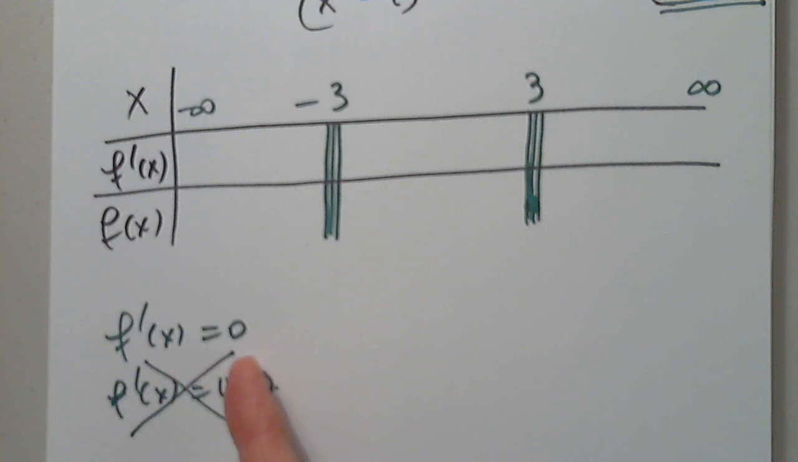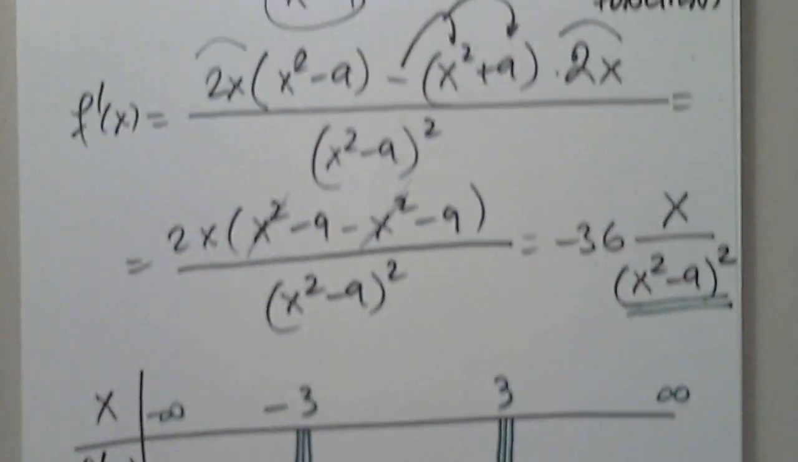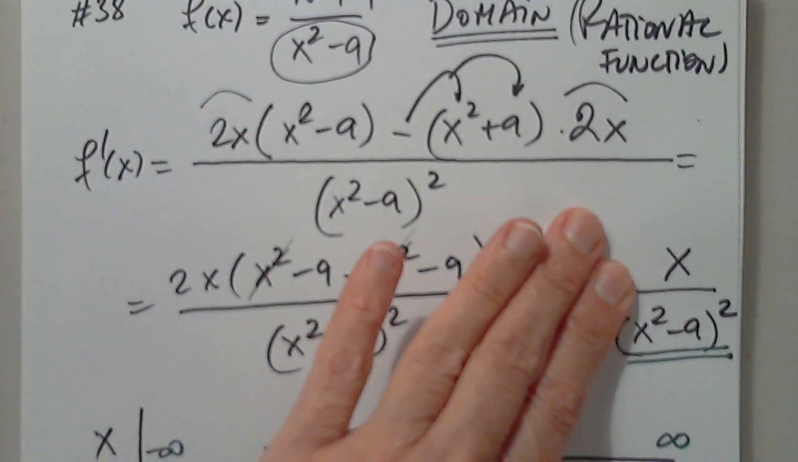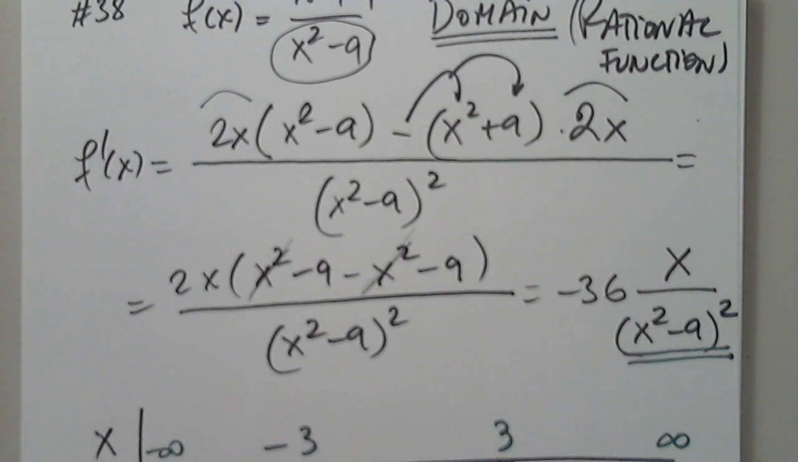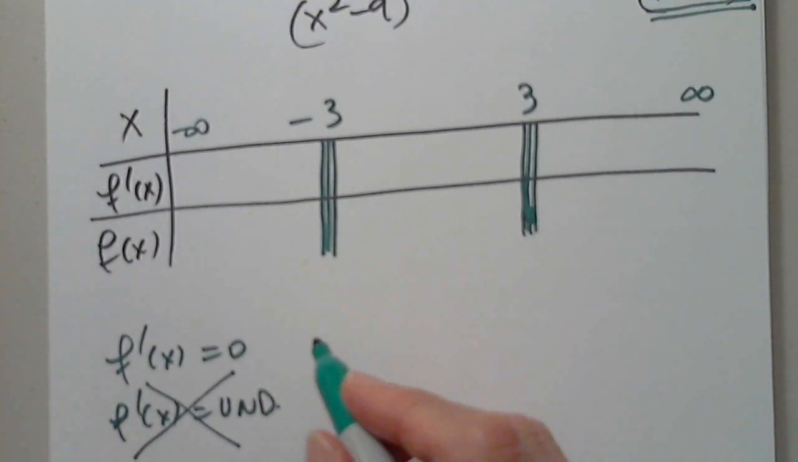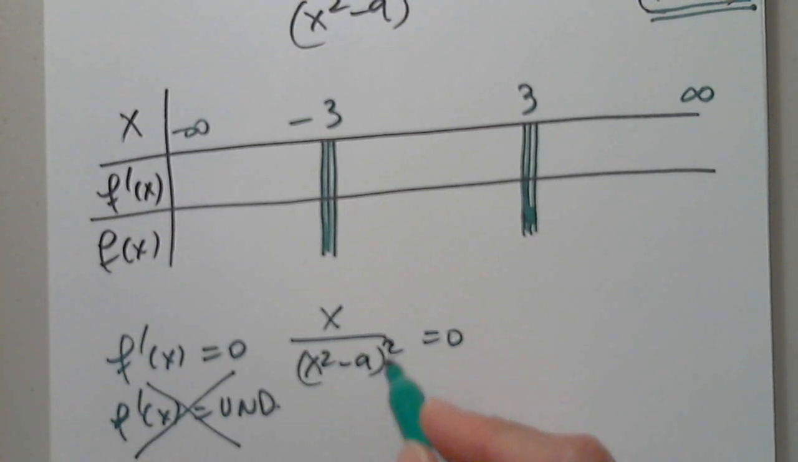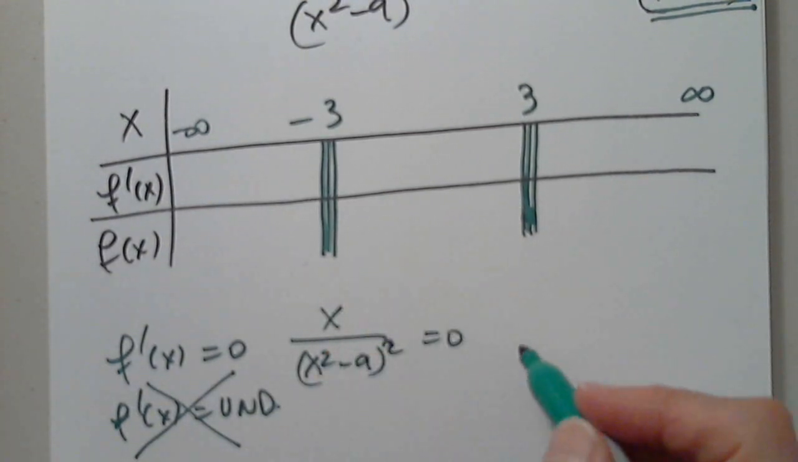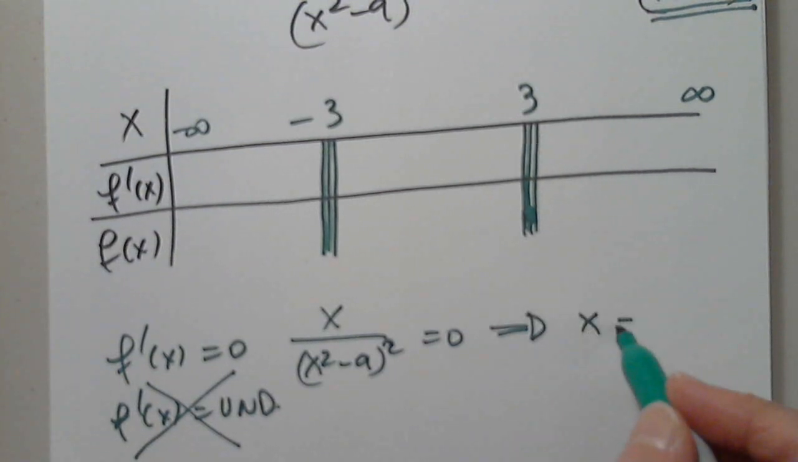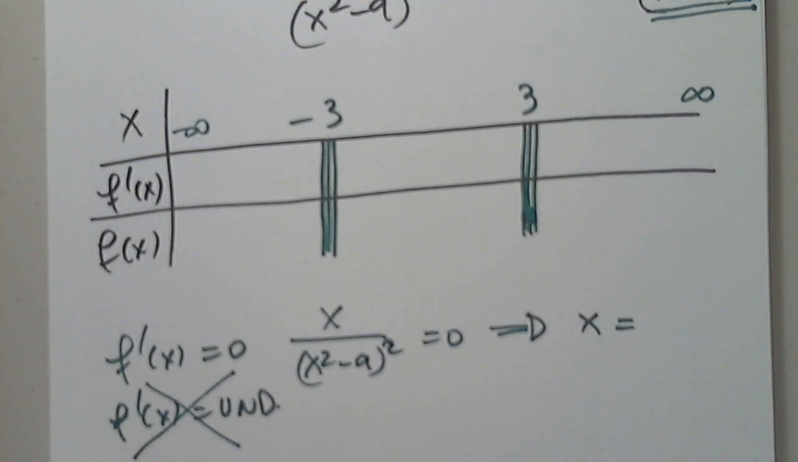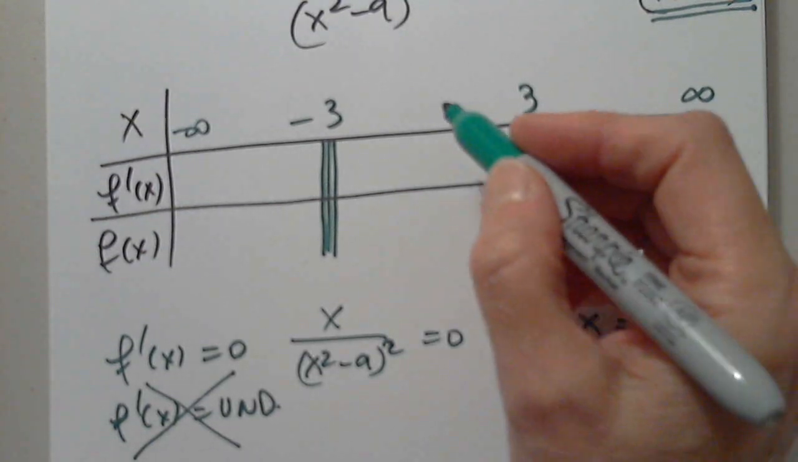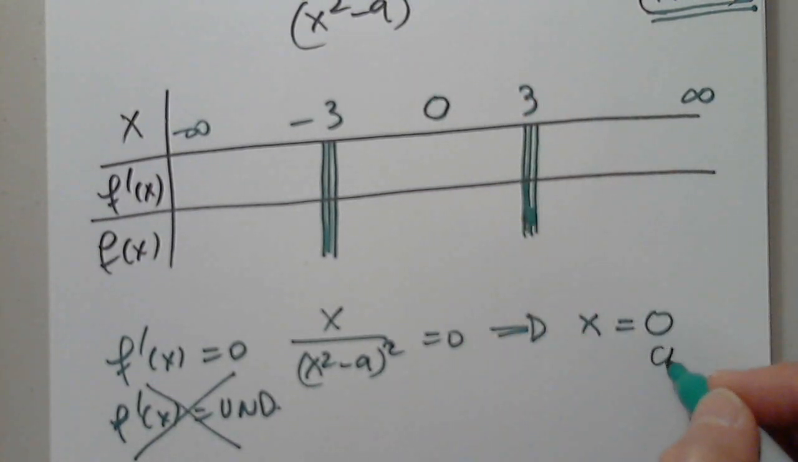Now, f prime of x equals 0. The number in front is a factor. You can write it or not, it won't make any difference. So x over x squared minus 9 squared equals 0. When is a fraction 0? When the numerator is 0. When the numerator is 0. So this is the only critical number.